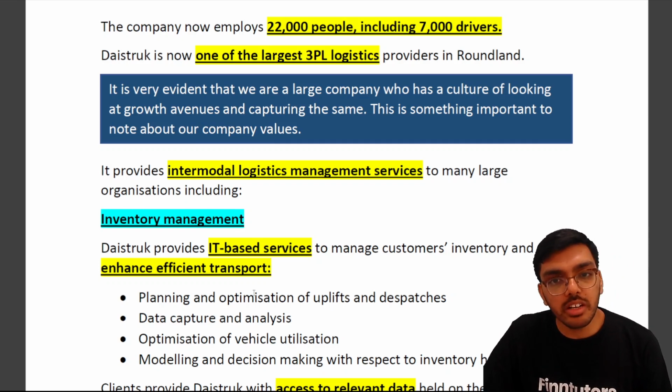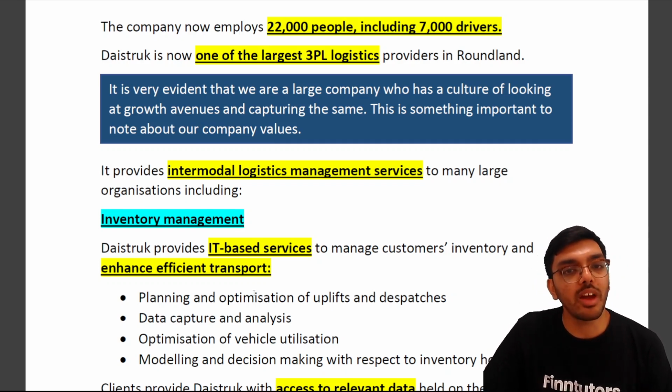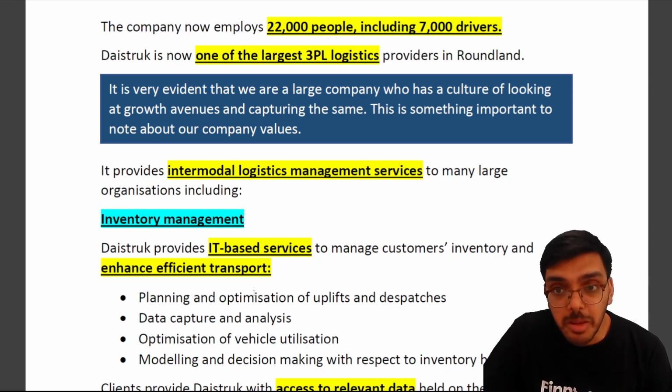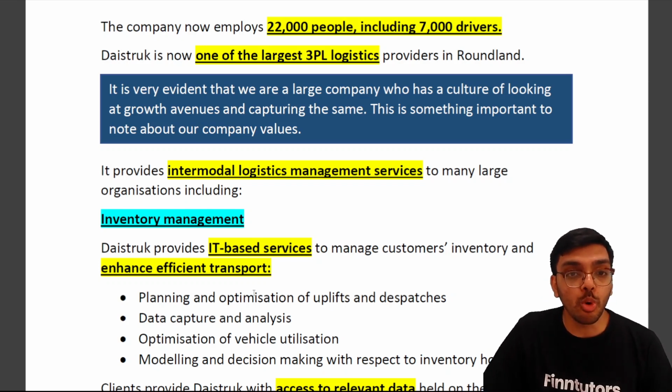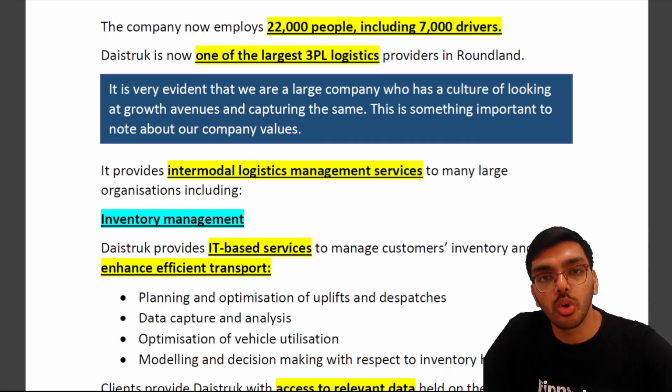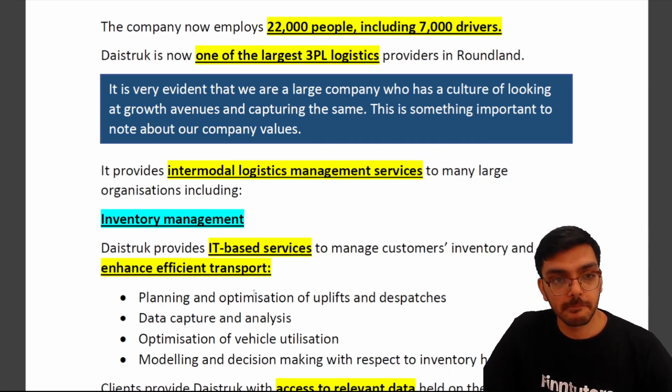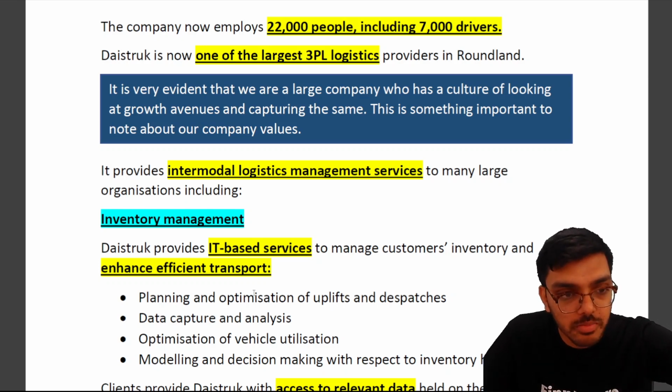Now it is very evident that we are a large company that has a culture of looking at growth avenues and capturing the same. This is important to note about our company's values, that we are always looking to grow. We are a large company because that's what we've done in the past, right?